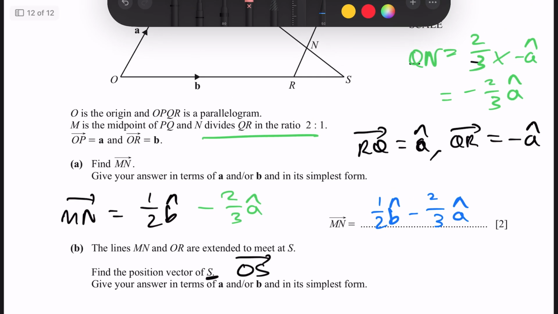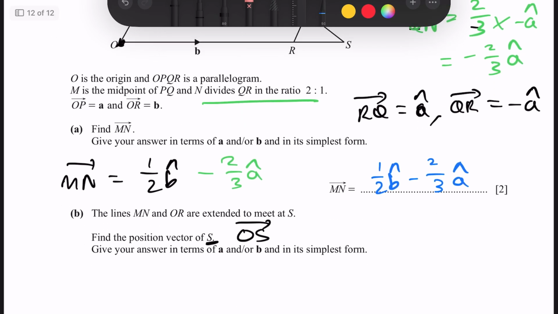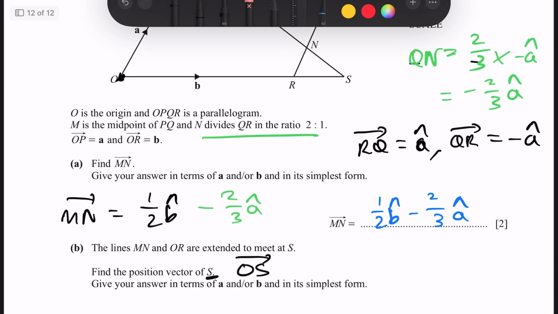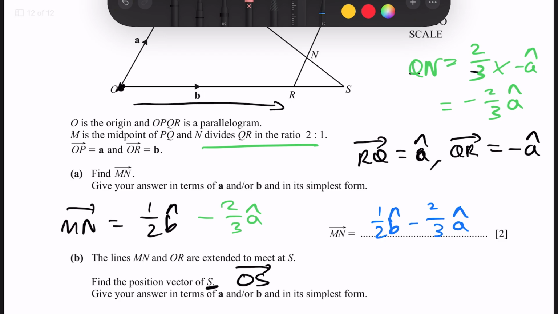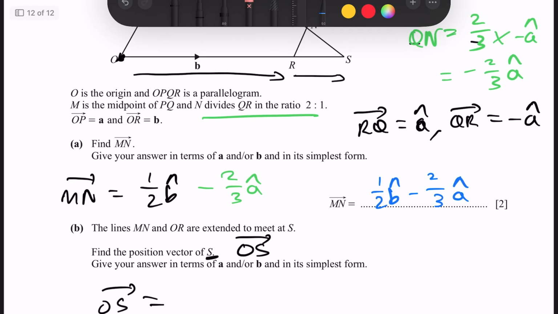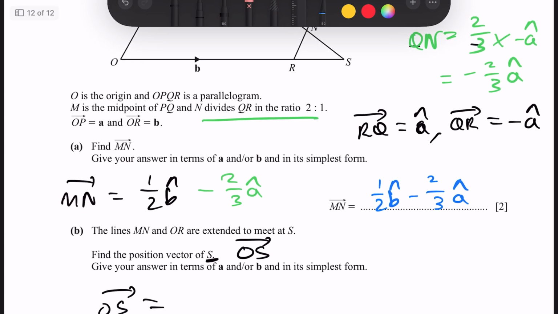This O is like the origin. It's where all things are positioned based on O. So give your answer in terms of A and or B and in its simplest form. So as you can see, OS is equal to something B, right? Because OR is equal to B and RS is parallel and along OR. Therefore, OS is equal to something B. So you can say, let's say for now, 1 plus K B. Oh wait.